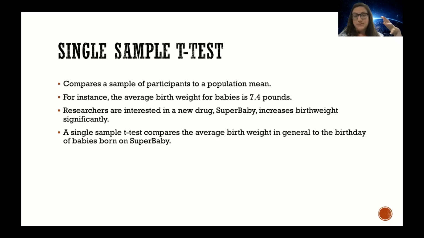What you would basically be doing is comparing the birth weight for babies normally, 7.4 pounds, to whatever the average birth weight was of the babies born to mothers that took the Super Baby. So let's say the average birth weight was 9.2. What a single samples t-test does is it tells you whether or not there's a significant difference there.